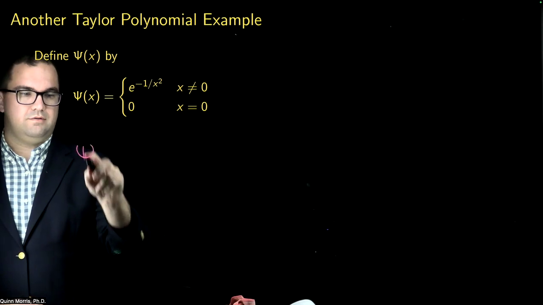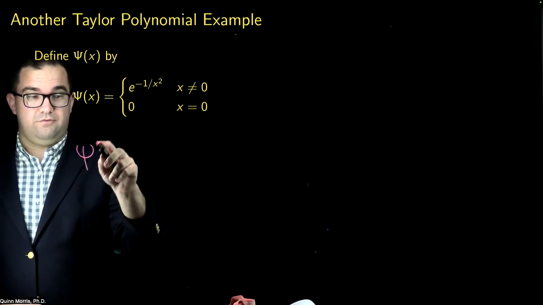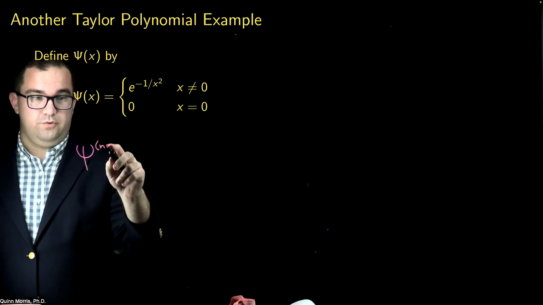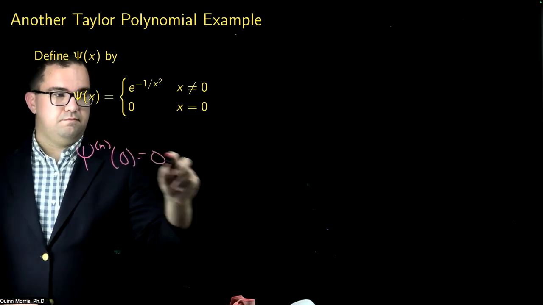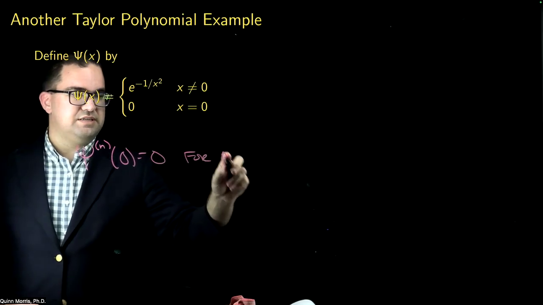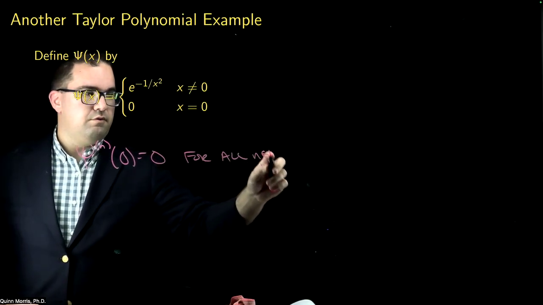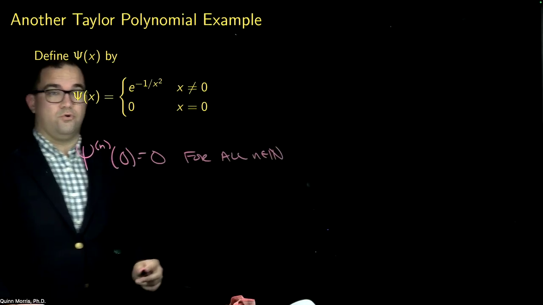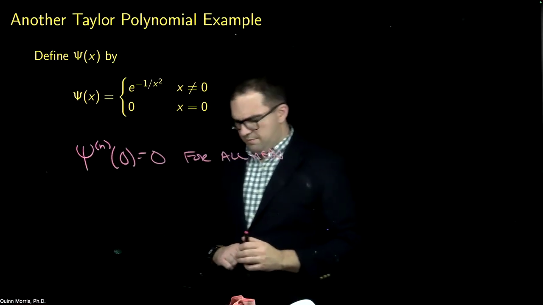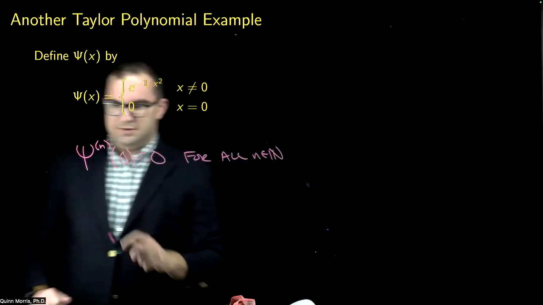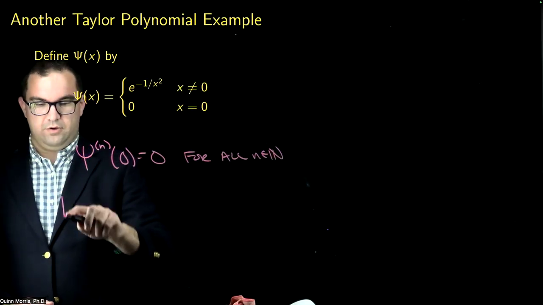What you will find, fortunately or unfortunately, depending on your point of view, is that the derivative is 0. Derivatives of every order are 0. And so what does that mean about the Taylor series, or the Taylor polynomial?